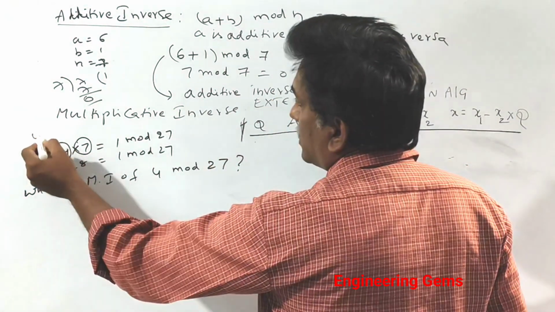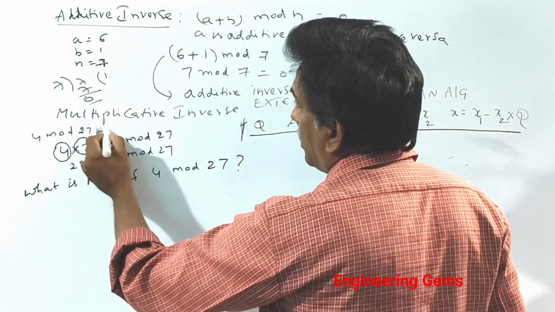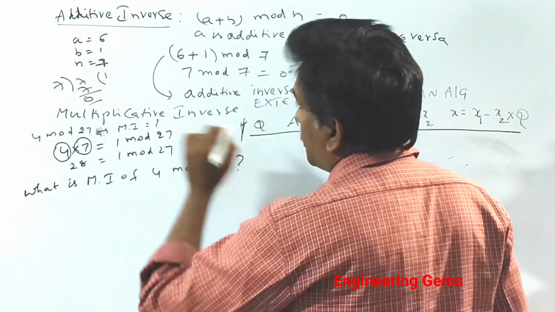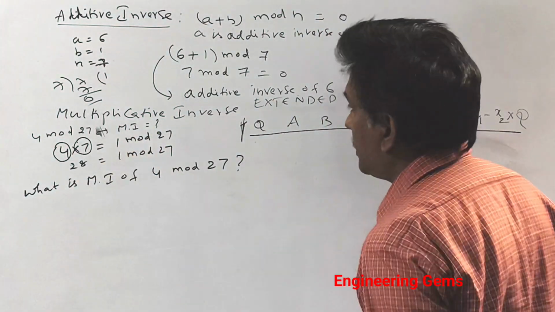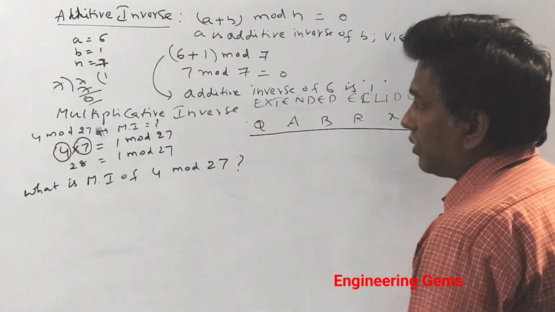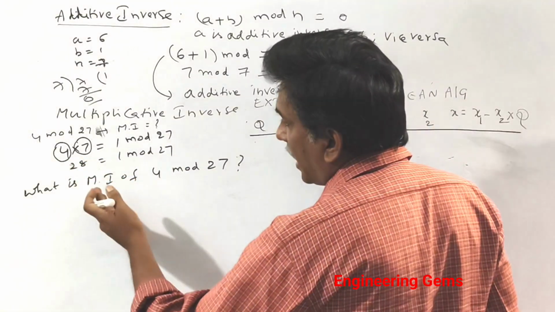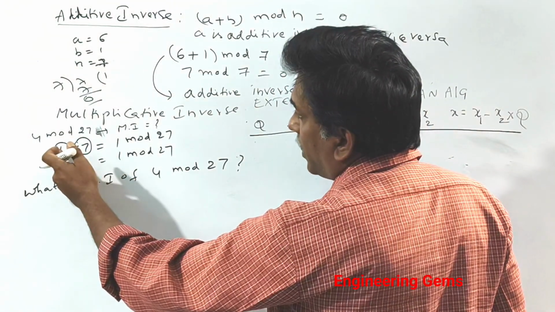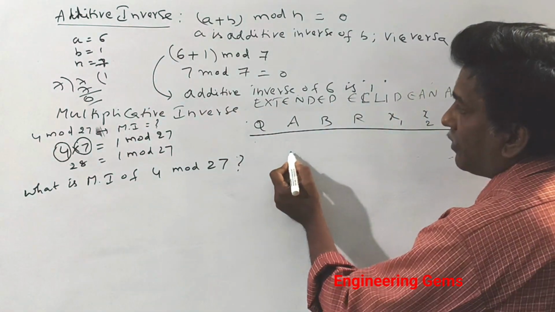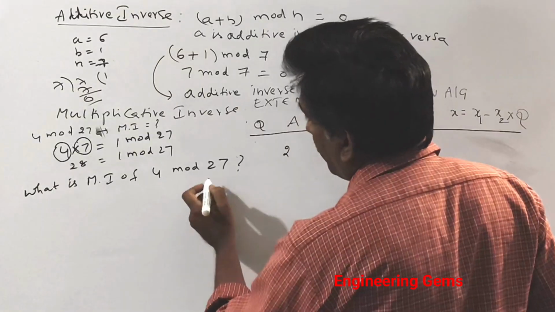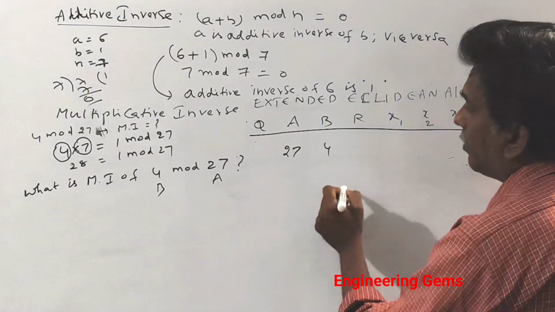So this can be written as 4 mod 27, and the question is what its multiplicative inverse is. In fact, we know the answer here by logic. Now the same can be solved with the help of the extended Euclidean algorithm. Actually, we can easily identify that 4 into 7 means the multiplicative inverse of 4 is 7. Okay, let's try it in this method. The big number is always A. 4 mod 27, this is A and this is B. So 27 is the big number, 4 is the small number.